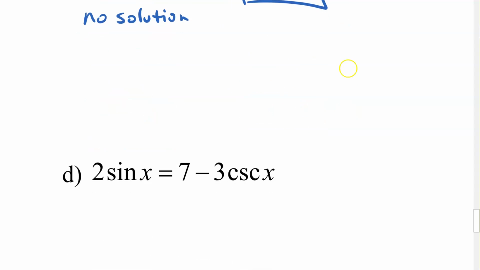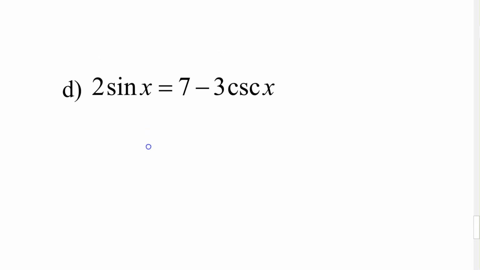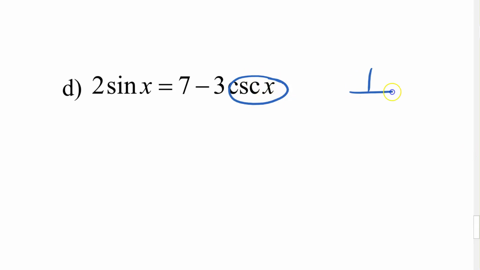Okay, here's our very last question. This is actually a good one to do. I'm glad we're doing an example like this because this pops up every once in a while. So just remember that cosecant is the same thing as 1 over the sine of x.